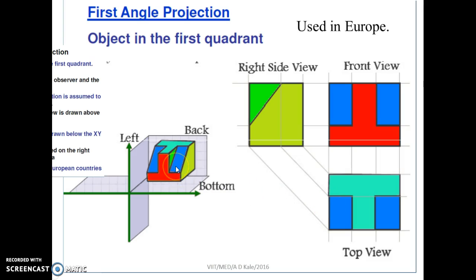If we observe this particular object that is kept in the first quadrant from the right side, then we will get its projection on the left plane. The observer is observing the object from the right side, and therefore in first angle projection, the right side view of the three-dimensional object we get to the left hand side of the front view, and we call it the right side view.